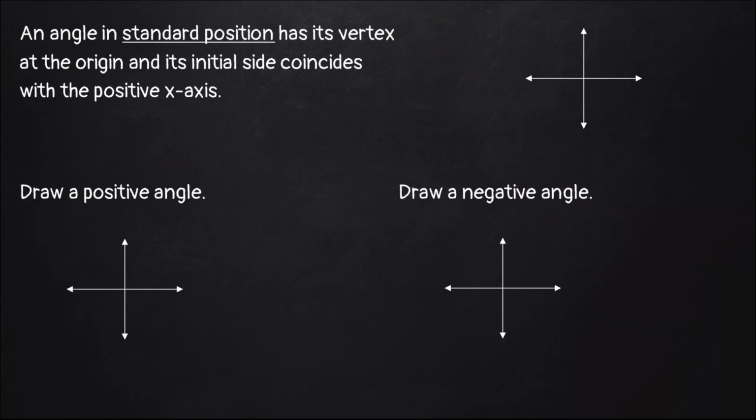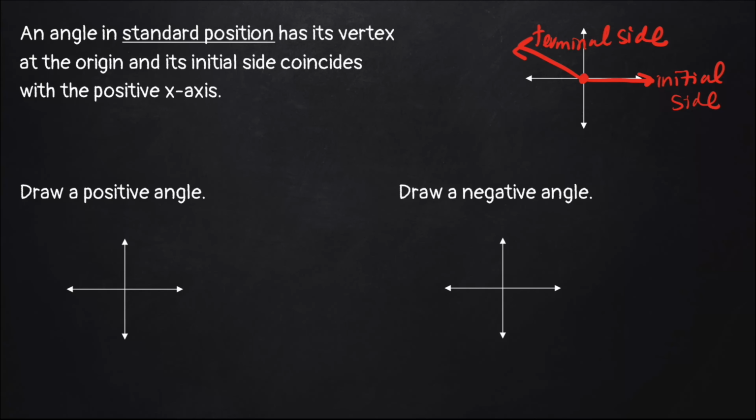Now, an angle that is in standard position has its vertex right here at the origin, and its initial side, or its starting side, coincides with the positive x-axis. So here is your initial. So you're always starting here as you're counting. And then let's say you have a terminal side. Let's say your angle ends up here. This would be the terminal side.